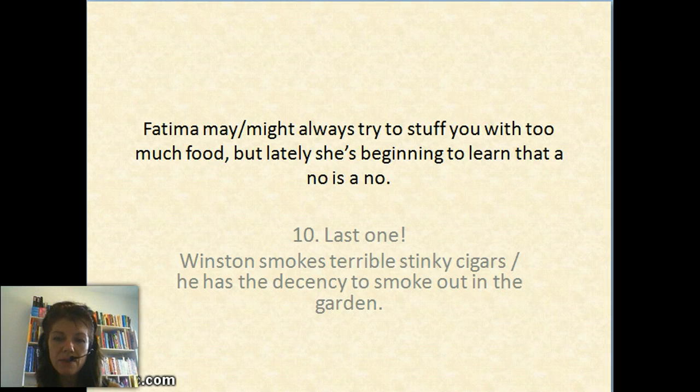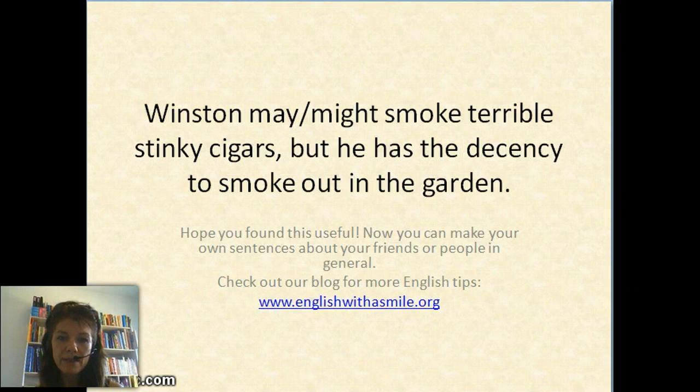And here is the last one. Winston smokes terrible stinky cigars. He has the decency to smoke out in the garden. Winston may or might smoke terrible stinky cigars, but he has the decency to smoke out in the garden.